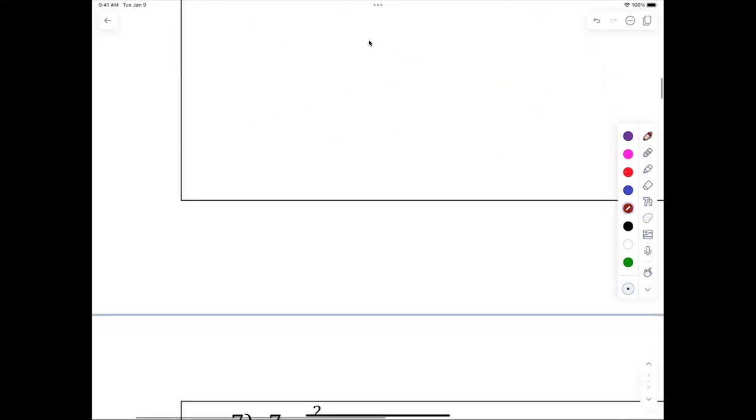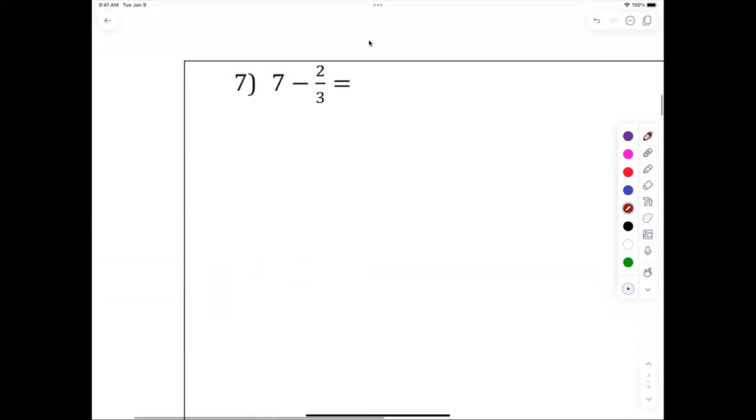Now we're continuing with number 7. I'm always amazed at how many people don't understand number 7. Everybody should be able to look at that and say 7 minus 2/3 is equal to what? Wouldn't it just be 6 and 1/3? Yes, everybody should know that. I'm always confused at why people don't know that. So let me make sense of it for you.